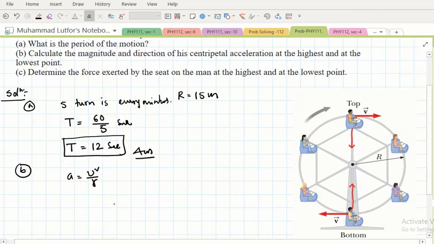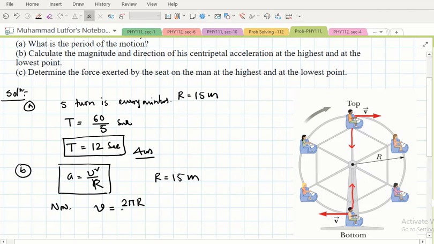Now what about the magnitude? To find the magnitude, we are going to use the formula a equals v squared over r. Now r is given, which is 15 meters. Now what about v? We know the time period, how much time it takes for 1 revolution, so v should be 2 pi r divided by T. We use the formula v equals omega r, where omega is 2 pi divided by T in rad per second, times r. That's how we can find v.